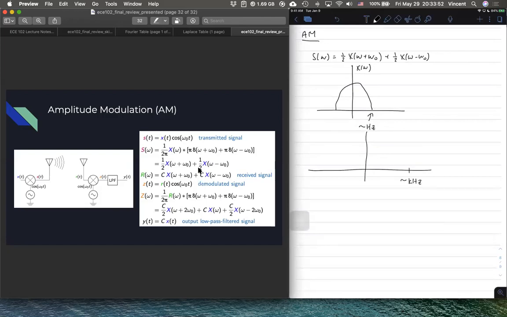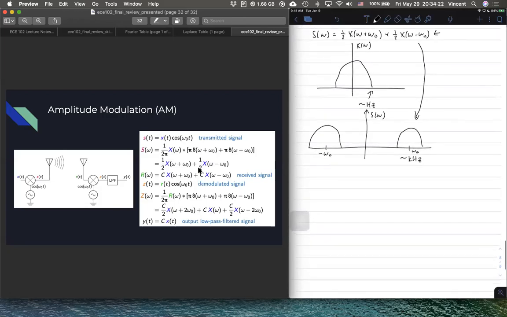So that's what S of omega is, right? So you have S of omega. That basically shifts the radio sound into the kilohertz range. This term corresponds with this. It's like the input shifted by omega naught. So this is omega naught, and this is negative omega naught. So now this is the frequency domain representation of what gets sent out across the air.